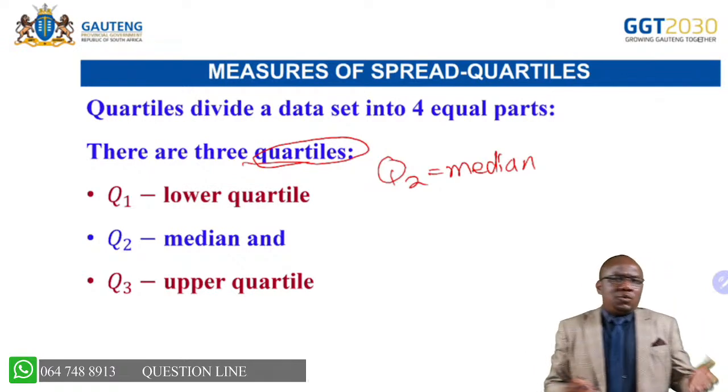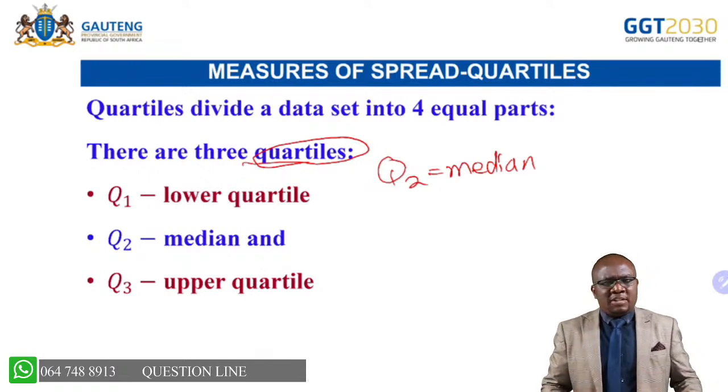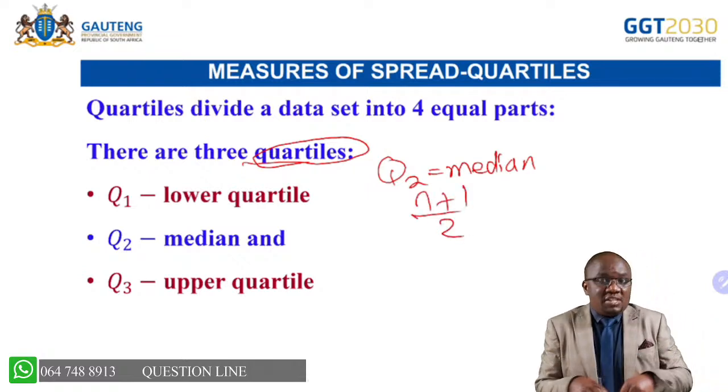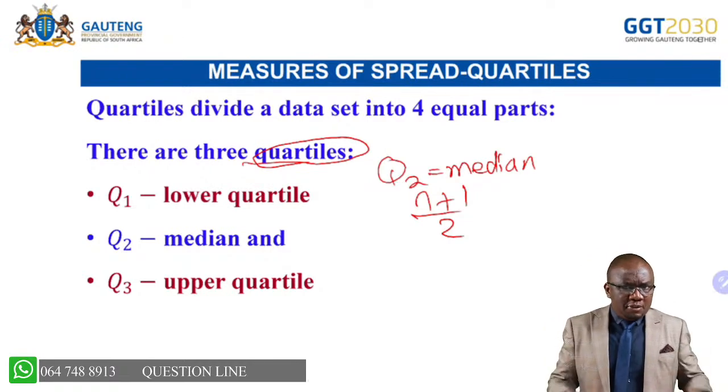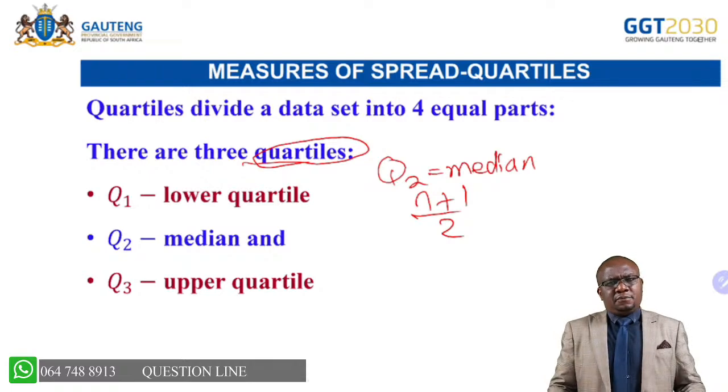Now, how do we find the lower quartile? How do we find the upper quartile? We know how to find the median. We say n plus 1 divided by 2. That's how we find the position of the median. How do we find the position of the lower quartile? How do we find the position of the upper quartile?